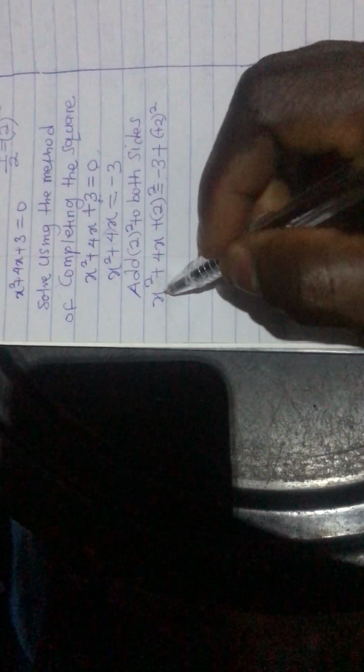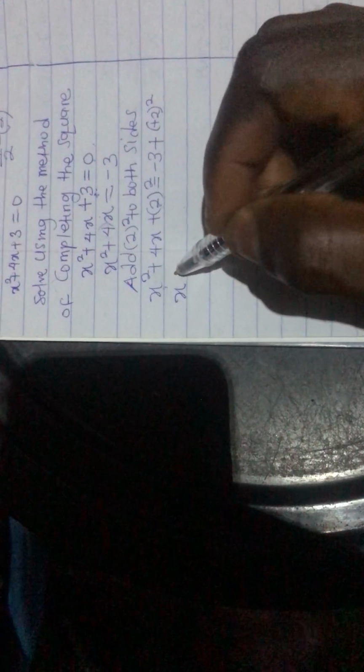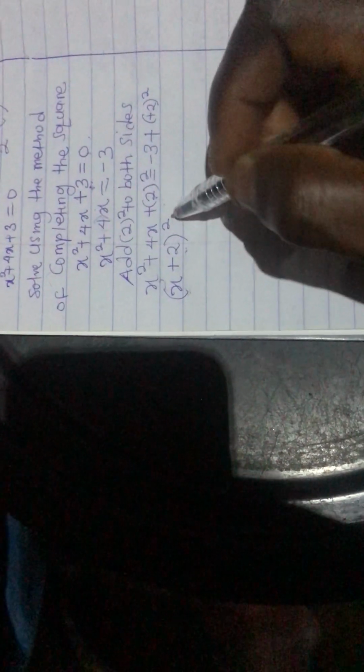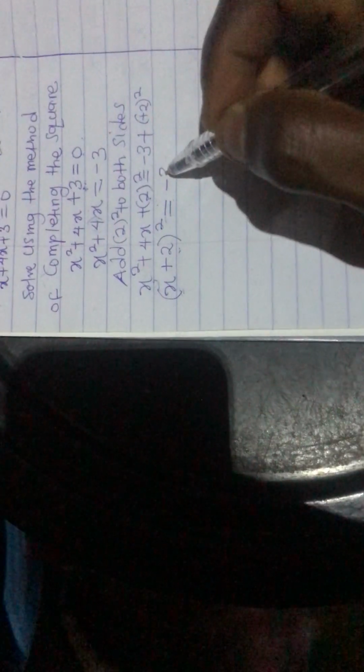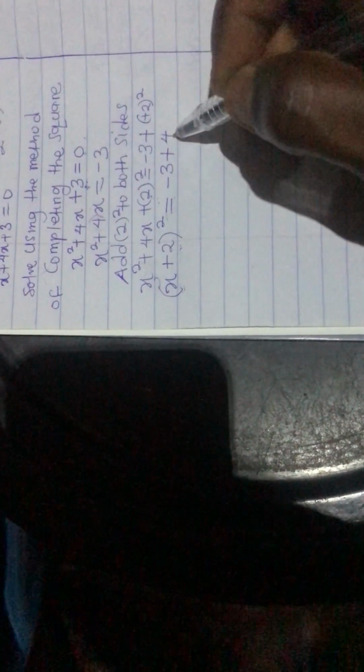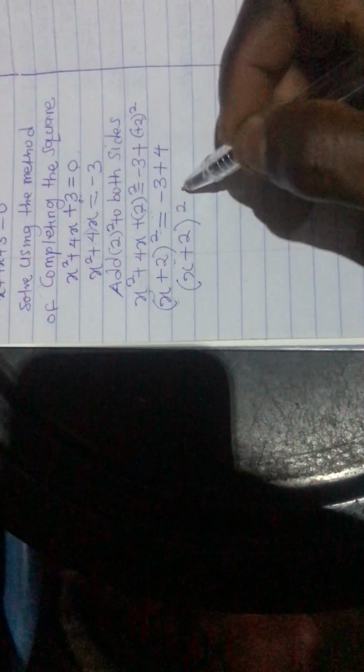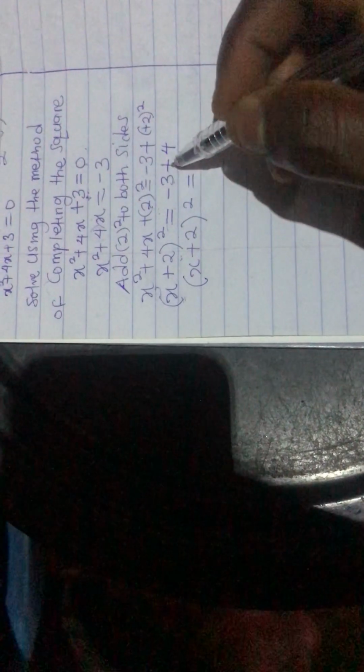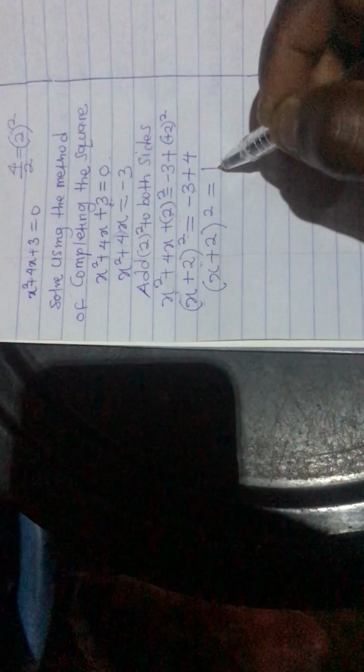So the next thing is we have to pick one of these x, and one of these plus 2 all squared, because if we do the expansion of this, we will arrive at this equals minus 3 plus 4. So we have x plus 2 all squared will give us minus 3 plus 4, which is 1.